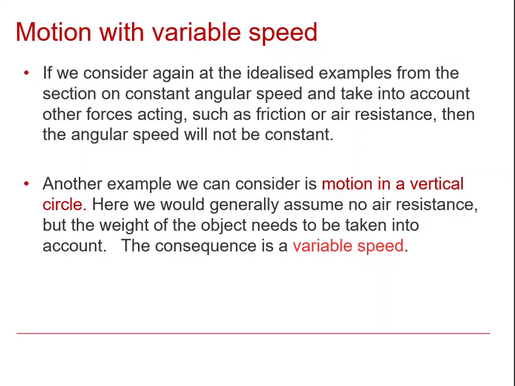Another example we can consider, which is very conveniently simple to develop, is motion in a vertical circle, where again we carry on the same assumptions about no air resistance. But the weight of the object needs to be taken into account, in that it's a force which will affect the value of the angular speed. So we would expect the angular speed to change. In short, the consequence is a variable speed.